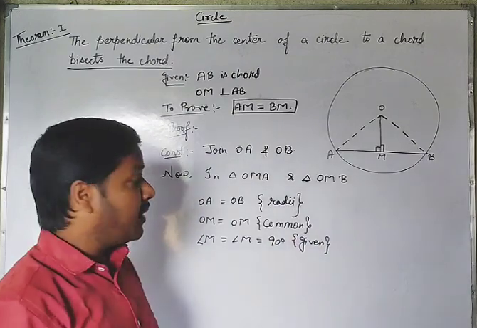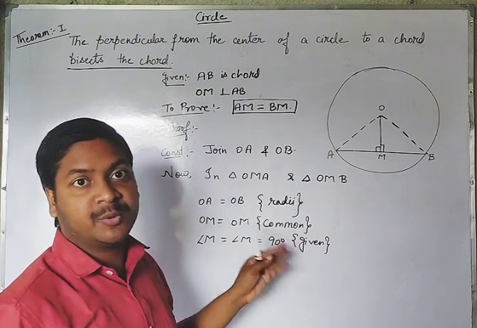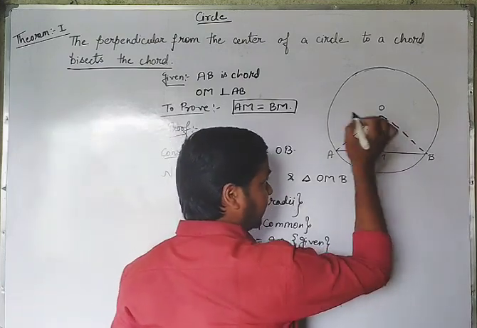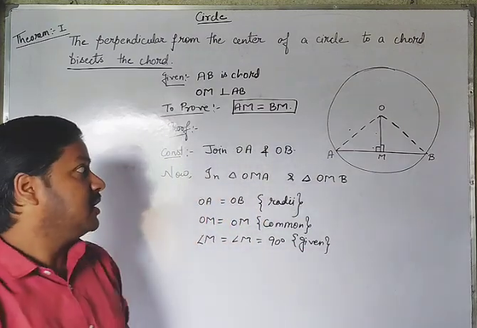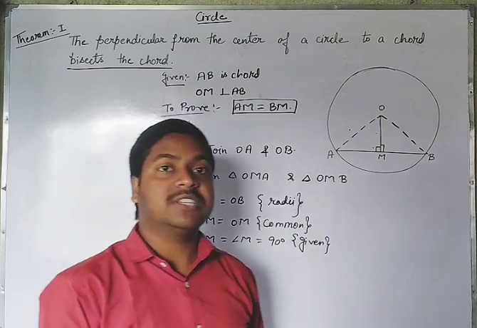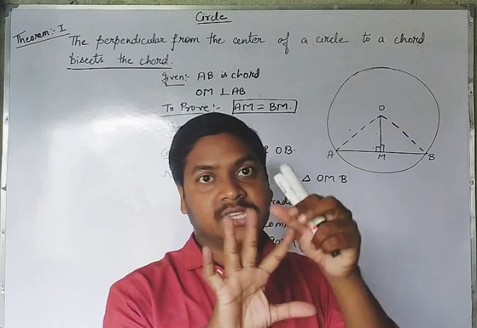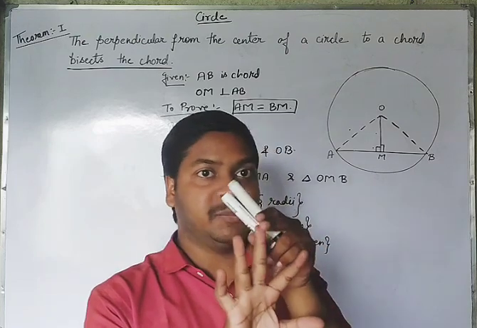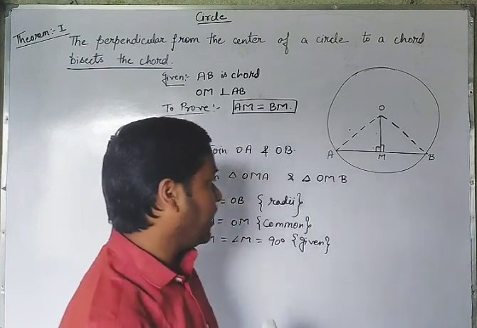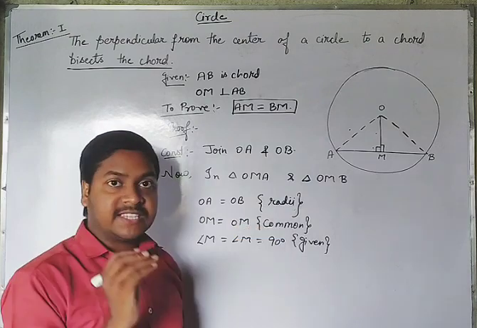Now we will see by which property these three are equal and by which property it is congruent. This is side, and this is angle. So these three we had taken. So side angle, there is not any such property for congruency. For congruency there are only 5 properties: SSS, RHS, SAS, AAS and ASA. But here nothing is applicable except RHS.